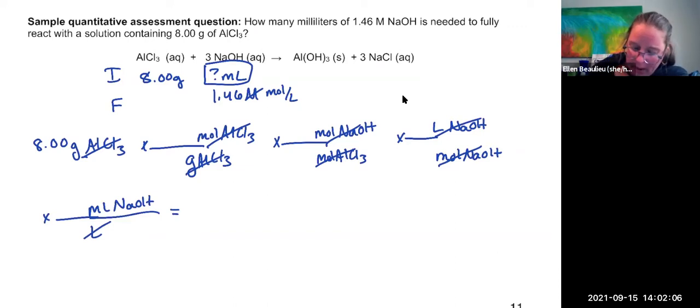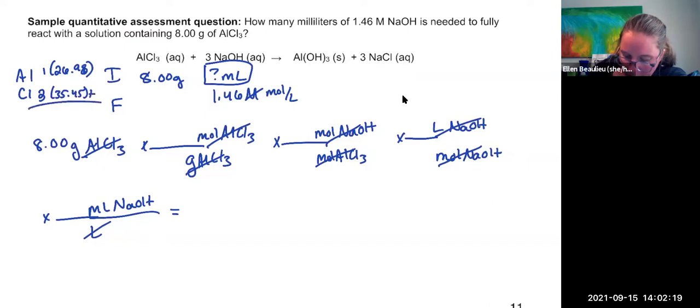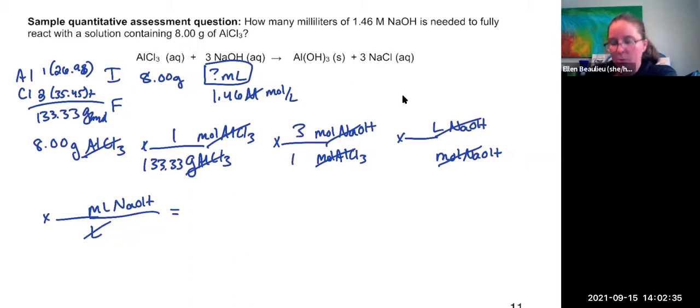So this is a molar mass of aluminum chloride. I'm going to calculate it over here. I have 1 aluminum and 3 chlorides, 26.98, 35.45. Add those up. I got 133.33 grams per mole. So I'm going to go 133.33 grams into moles. I need 3 moles of sodium hydroxide for every 1 mole of aluminum chloride.